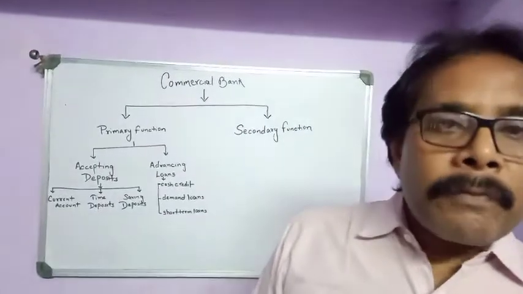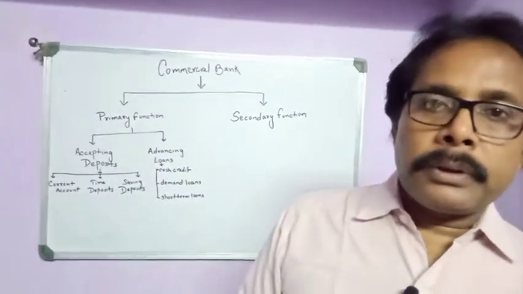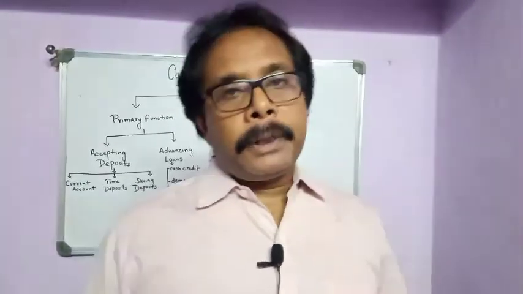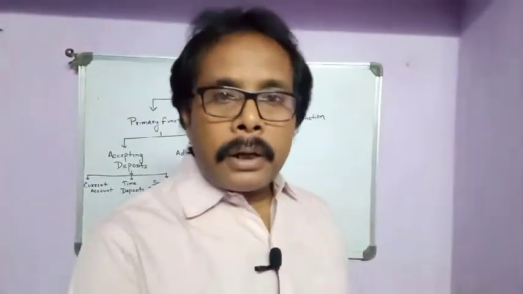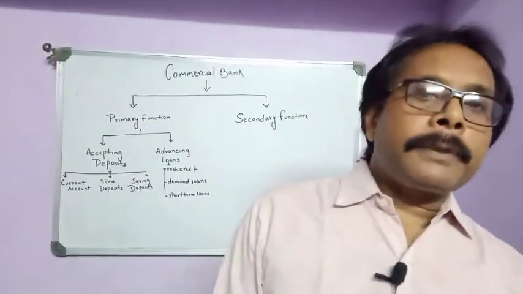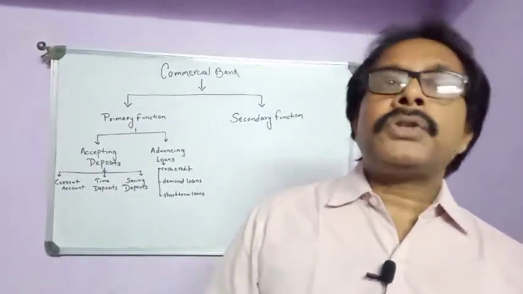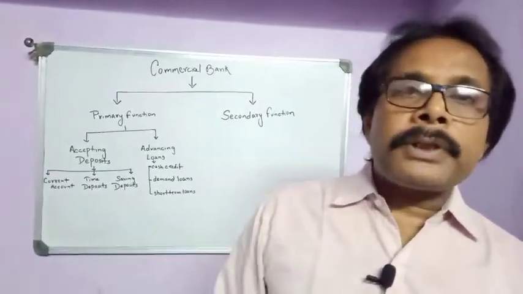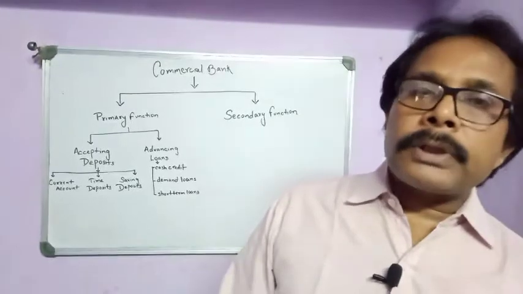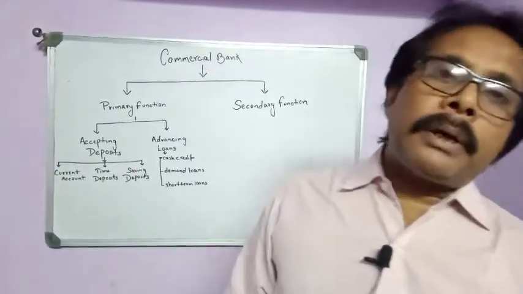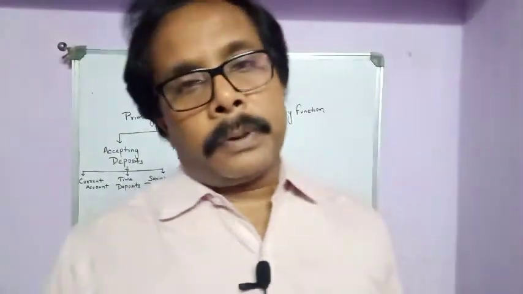Commercial bank is a financial institution. Its main function is accepting deposits, granting loans, and making investments on behalf of the customers. So according to the definition, there are three main functions. First, accepting the deposits. Second, advancing the loans. And third, the investment purpose.